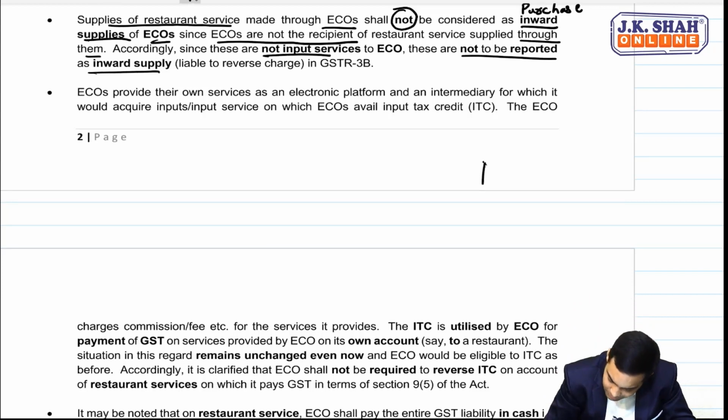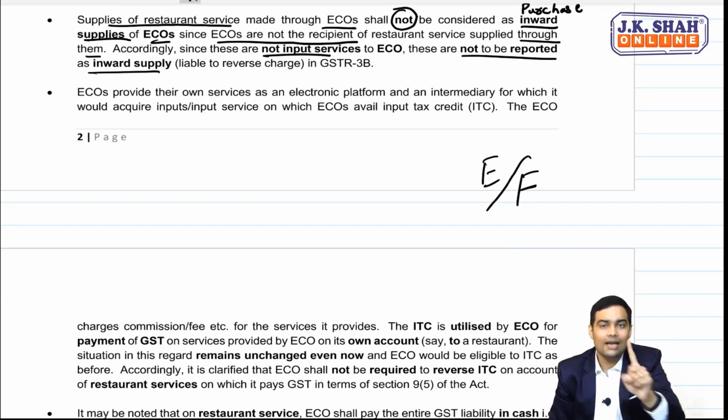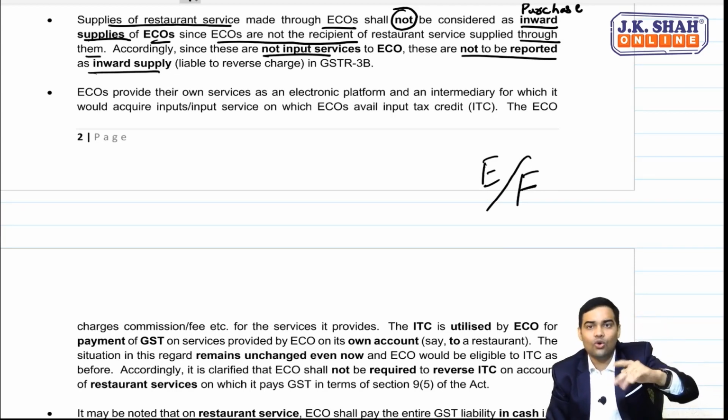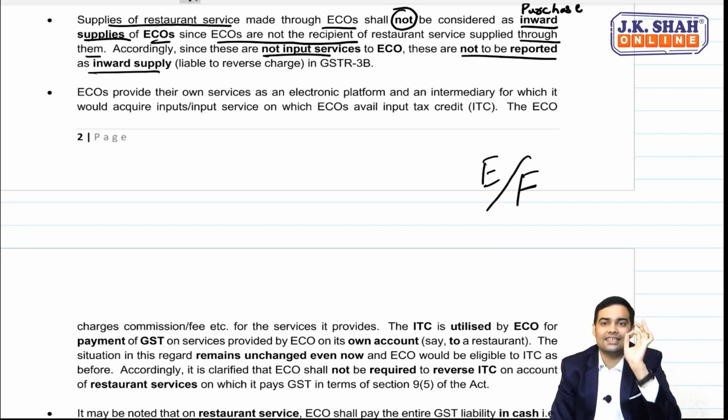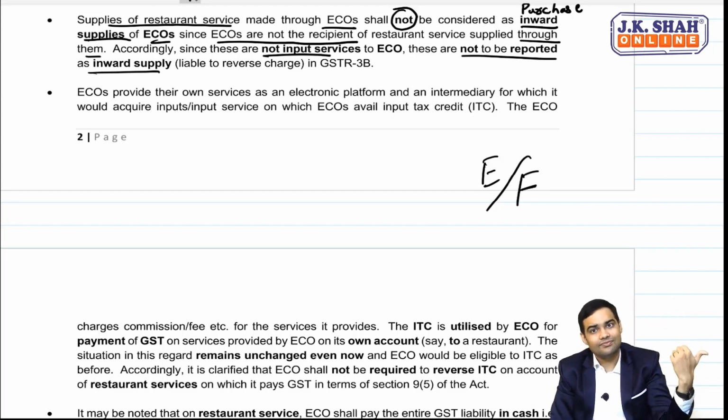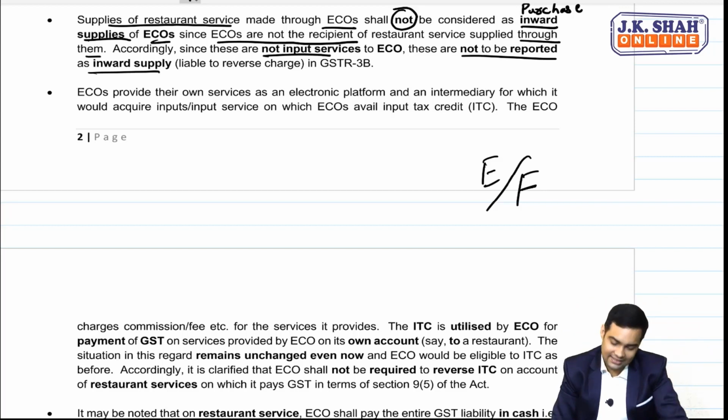People, you remember this E by F calculation which we used to do? Tell me, is this supply through Eco an exempt supply for the e-commerce operator? It is not turnover of the e-commerce operator, because it is turnover of the restaurant person. Let's see.